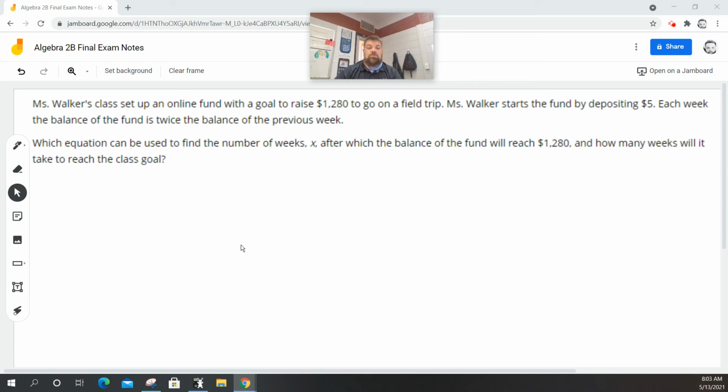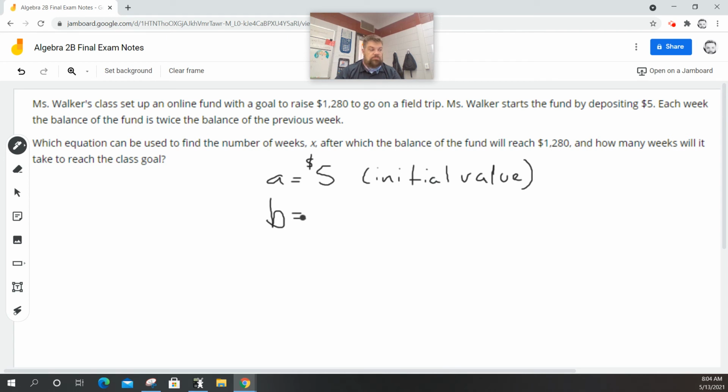Okay, so now this one, we're gonna set up the equation and then we can solve the equation. So remember, A is the initial condition. Well, it says that she put in 5, right? So that's the initial value. That's what she started with. Now, B is the rate. If it doubles, that's the same as multiplying by 2.